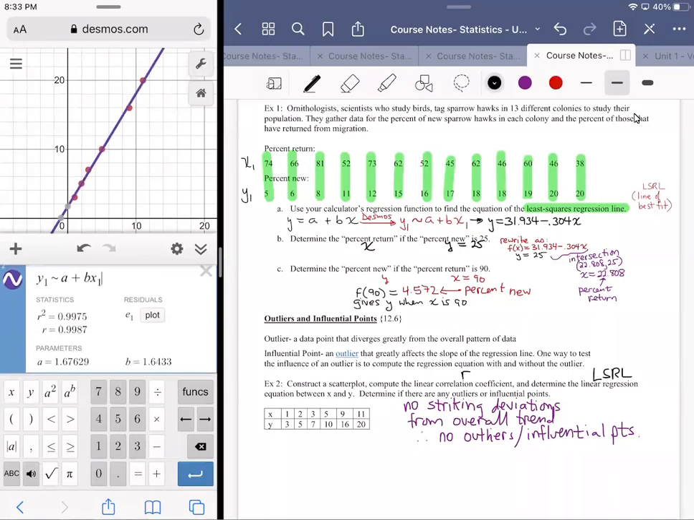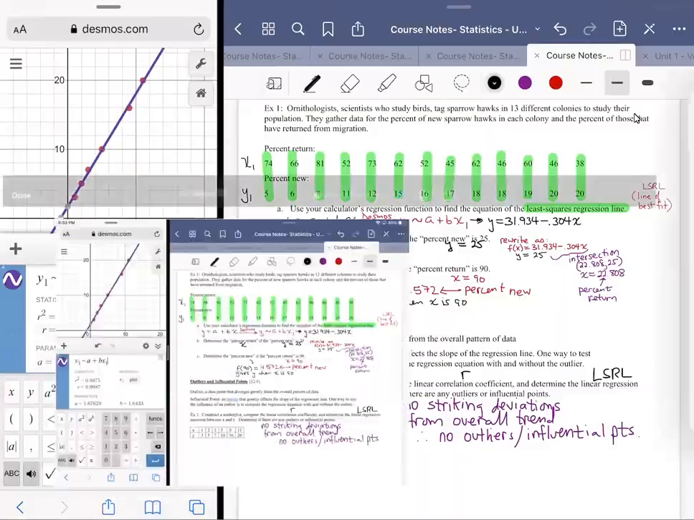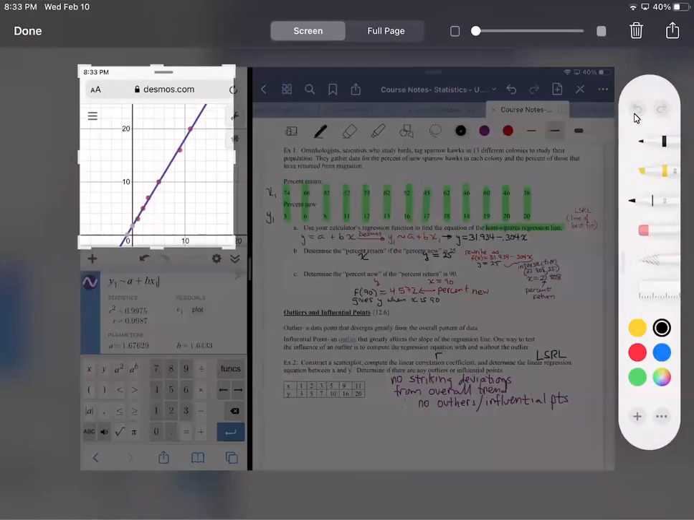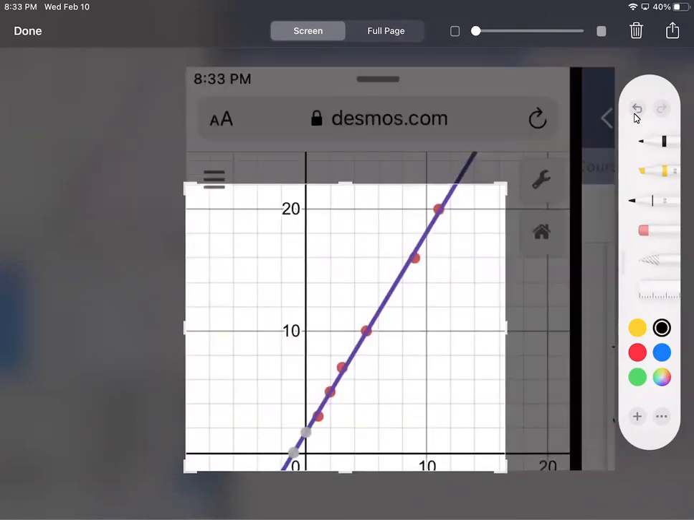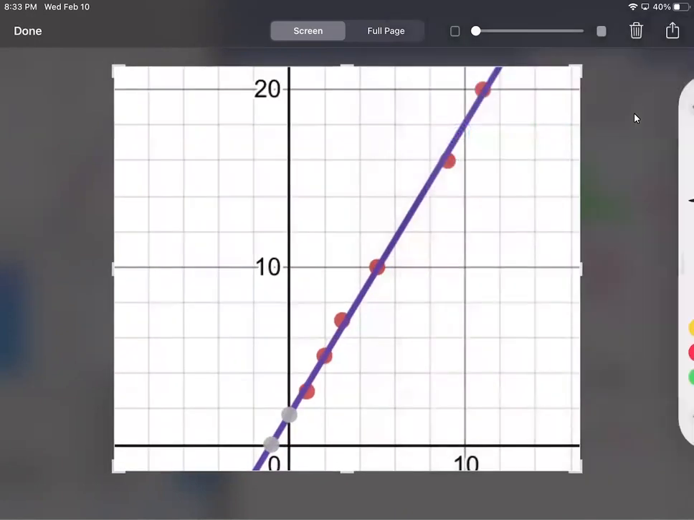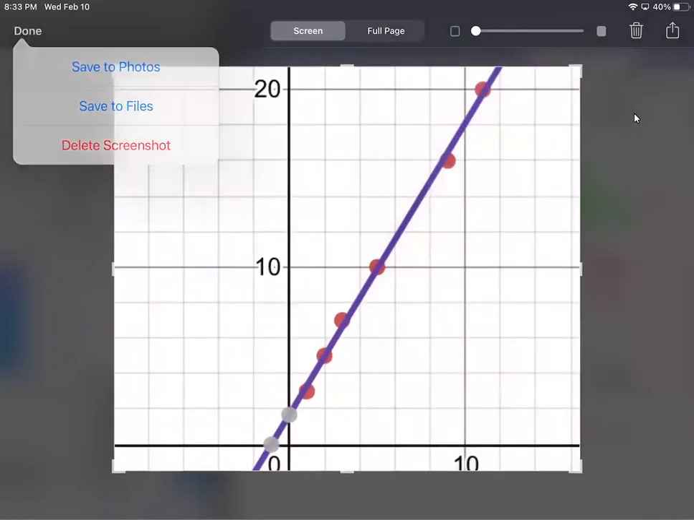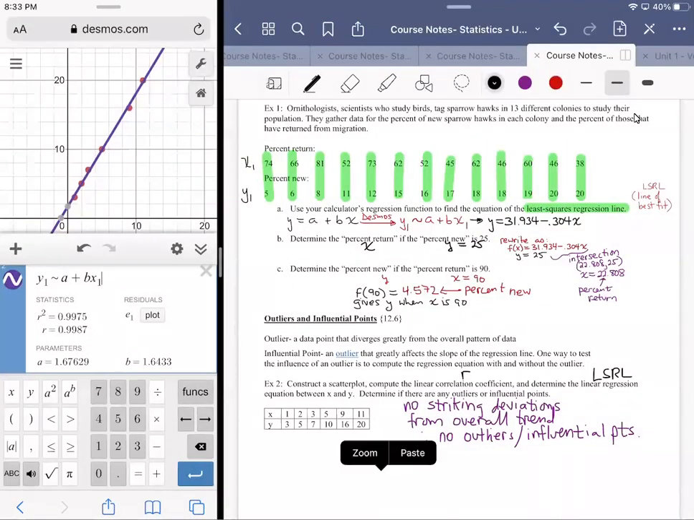All right, it says construct a scatter plot. So if I'm doing this for a test, this is what I'm doing. There's your scatter plot right there. Paste that bad boy right in. Save it for posterity.